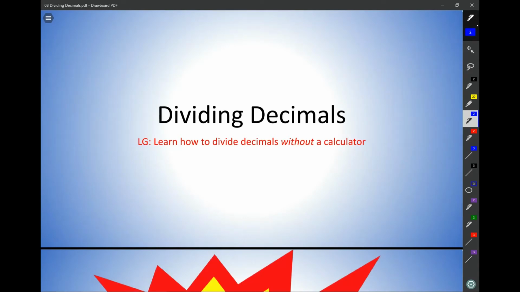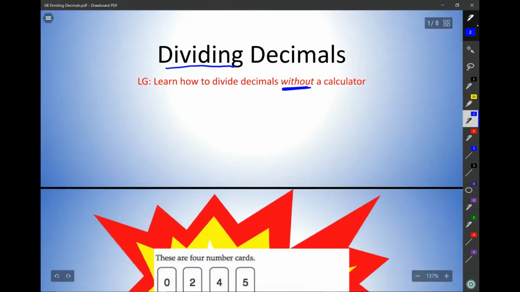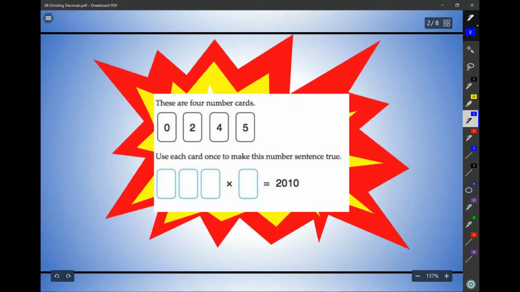Hey guys, another decimals lesson, this time on dividing decimals, and specifically doing it without a calculator. Here we have a getting better at maths question for you all. I'd love for you to pause the video and have a go at it yourself.